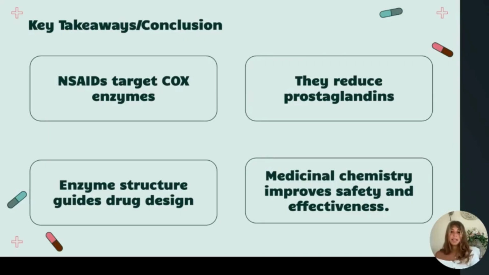Newer drugs like celecoxib were designed to reduce some of the side effects while still providing pain relief. Overall, NSAIDs are a great example of how understanding proteins, enzymes, and drug interactions can lead to better medicines that improve people's everyday lives.